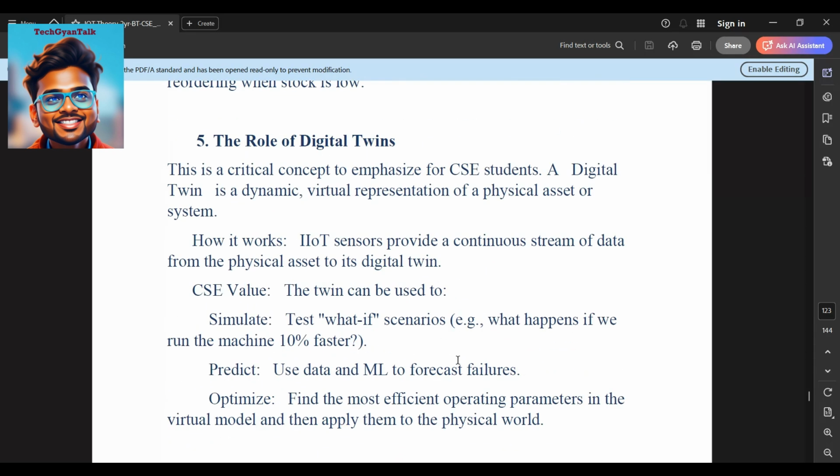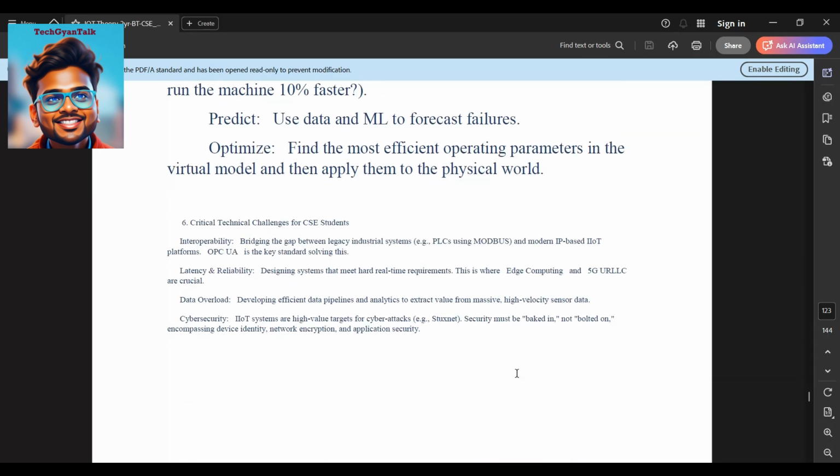The role of digital twins. This is a critical concept of emphasis for CSE students. A digital twin is a dynamic virtual representation of a physical asset or system. How it works: IoT sensors provide a continuous stream of data from the physical asset to its digital twin. The value: the twin can be used to simulate and test what-if scenarios. Example, what happens if we run the machine 10% faster? Predict: use data and ML to forecast failures. Optimize: find the most efficient operating parameters in the virtual model, and then apply them to the physical one.